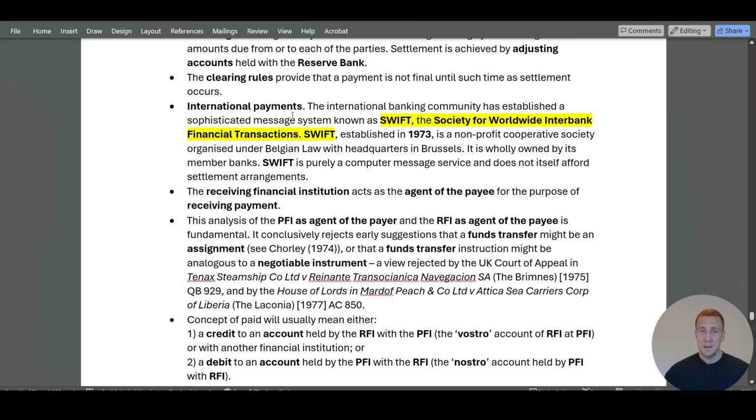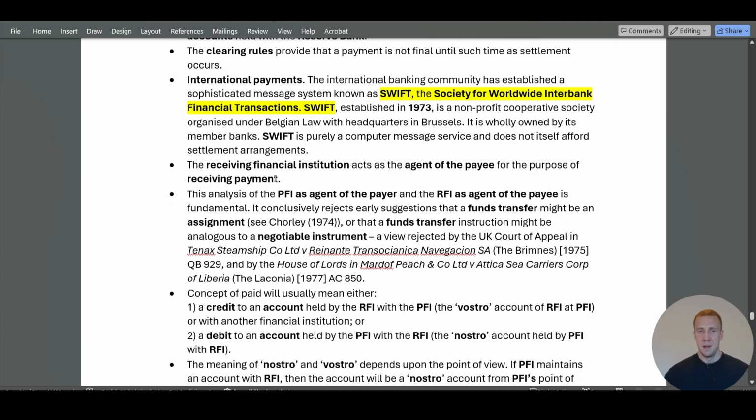We have international payments. The international banking community has established a sophisticated messaging system known as SWIFT. Everyone should be familiar with that, which stands for the Society for Worldwide Interbank Financial Telecommunication. SWIFT, established in 1973, is a non-profit cooperative society organized under Belgian law with headquarters in Brussels. It is wholly owned by its member banks. SWIFT is purely a computer message service and does not itself afford settlement arrangements.